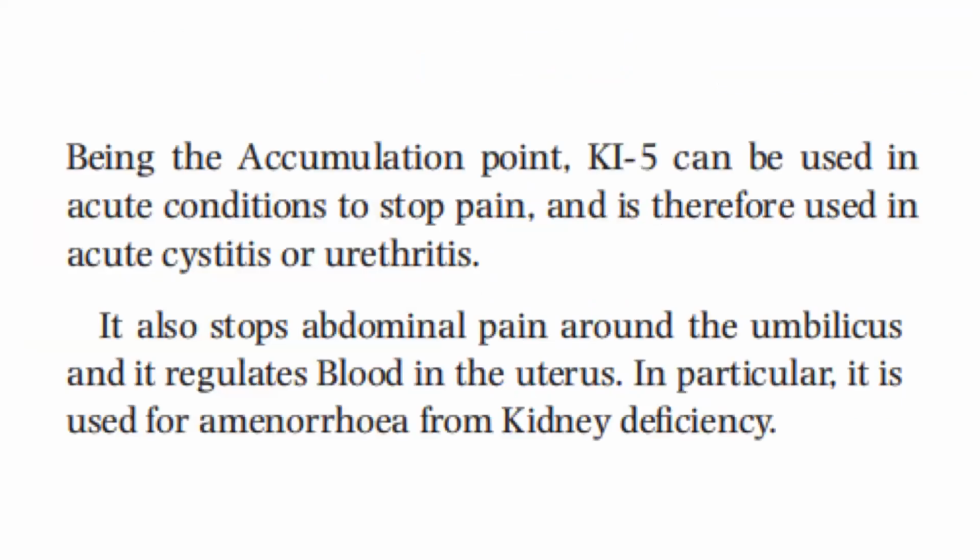Being the accumulation point, Kidney 5 can be used in acute conditions to stop pain and is therefore used in acute cystitis and urethritis. It also stops abdominal pain around the umbilicus and it regulates blood in the uterus. In particular, it is used for amenorrhea from kidney deficiency.